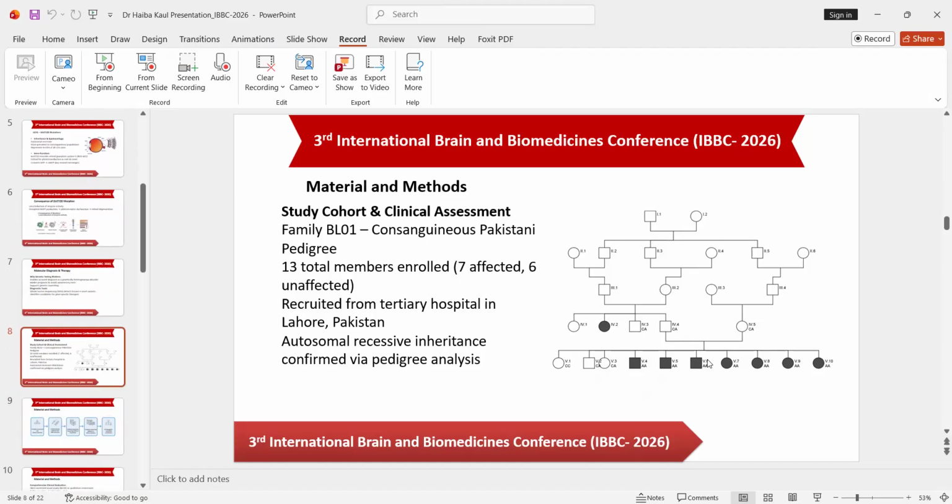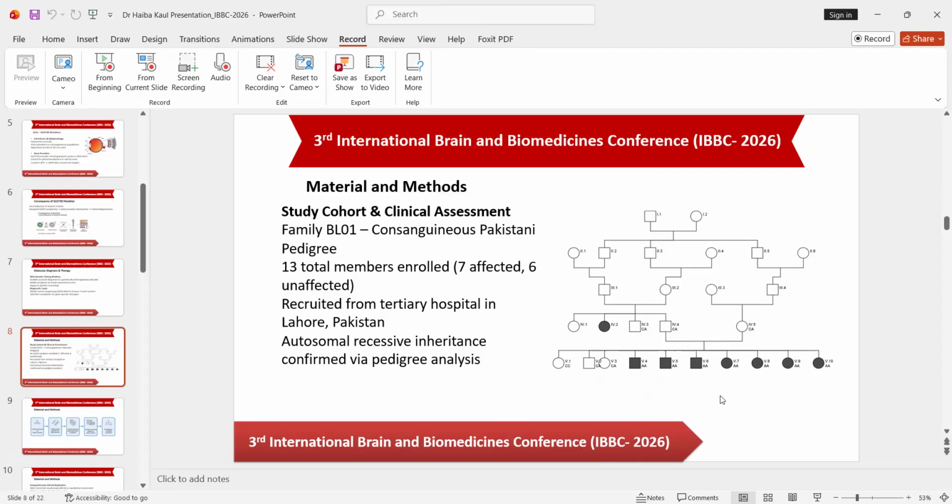So we identified this family from Lahore. It's a large family, and we collected blood samples from 7 affected individuals, who were brothers and sisters, and 6 unaffected members. There were several other unaffected people in the family as well, but we couldn't get their samples.